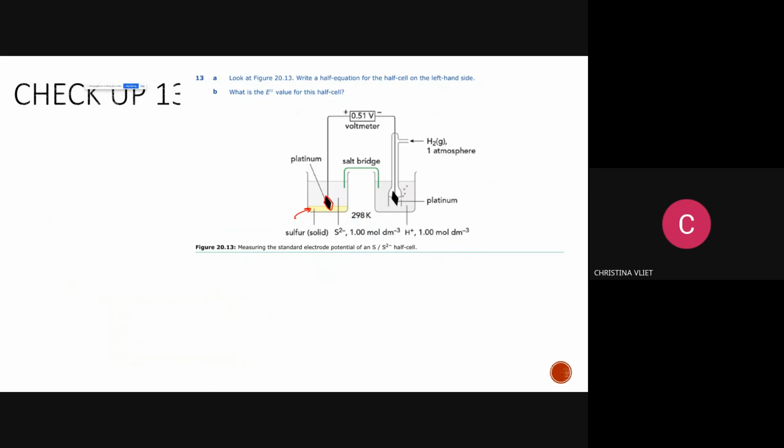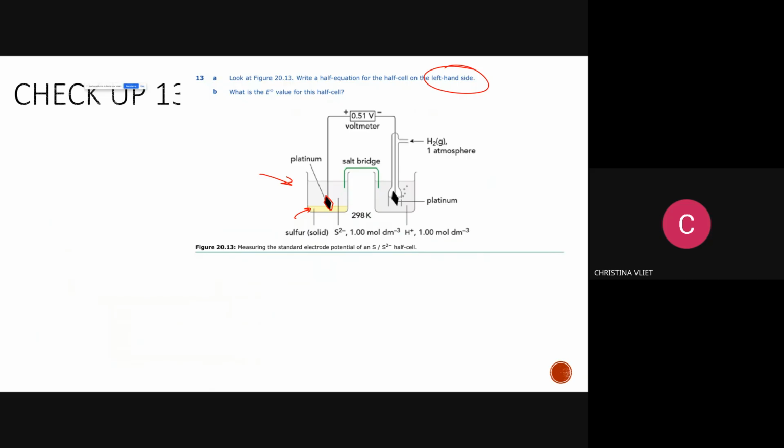I hate when they do lefts and rights because I don't think lefts and rights is the right way to go with it. But they tell you to write a half equation for the half cell on the left-hand side, meaning this one. If you're making your own, you can put the anode and cathode on either side if you want. That's why I don't like that writing, but they present this to you.